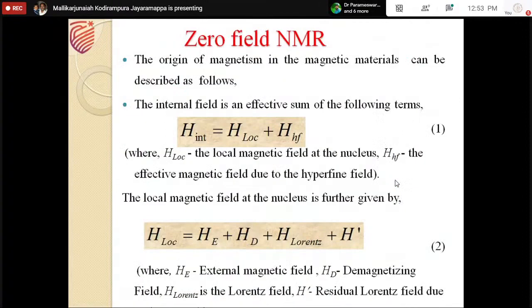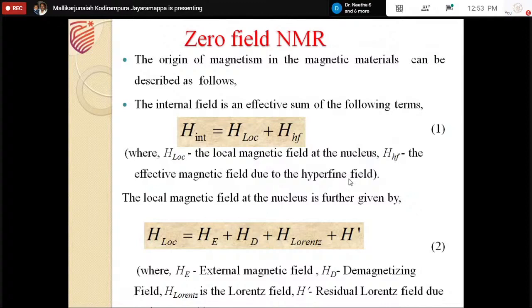The origin of magnetism in magnetic materials can be described as given here. The internal field is an effective sum of the following terms. The internal field in this case is the field seen by the given nuclei. For completeness' sake, it consists of the local magnetic field seen by the nucleus, and also the effective hyperfine field.